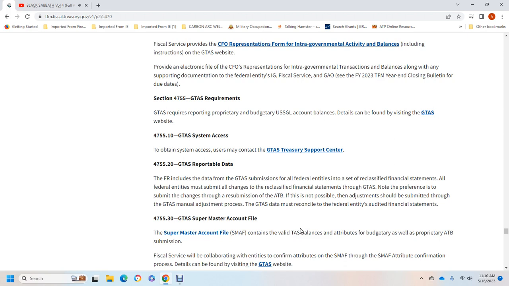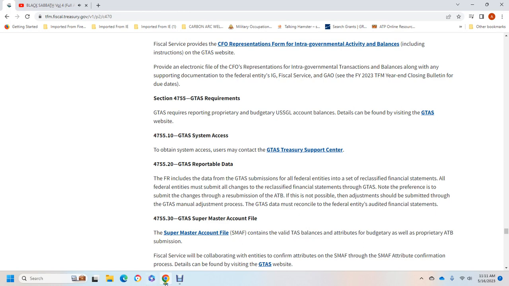No other preference exists for submitting the changes or the resubmission of the adjusted trial balance. If that is not possible, the adjustment should be submitted through the Government-wide Treasury Account Symbol. The manual adjusted data for the Government-wide Treasury Account Symbol must reconcile with the federal entity's audited financial statement.